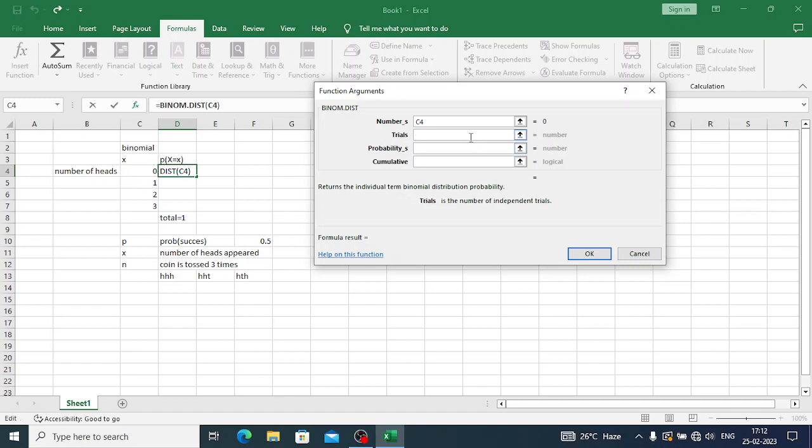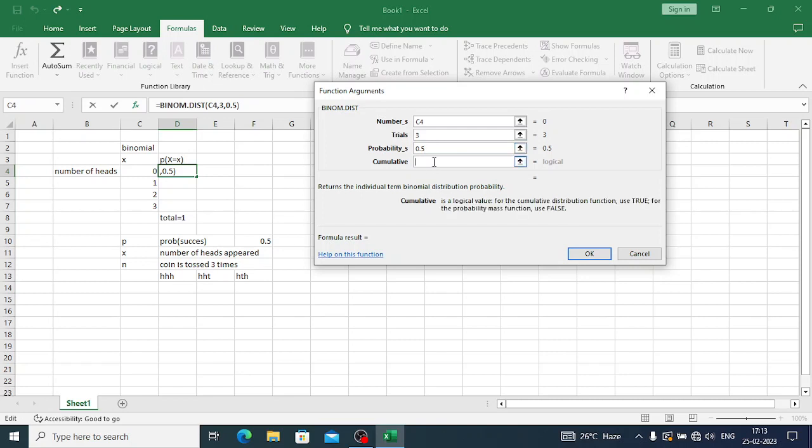Now Trials. Trials is how many times you are repeating your experiment. Here, as I defined, n is 3 times my coin is tossed. So the number of trials is going to be 3. Now Probability_s is the probability of success on each trial. Here I have defined that probability as p. P is going to be 0.5. Again, this probability of success can differ from 0 to 1.